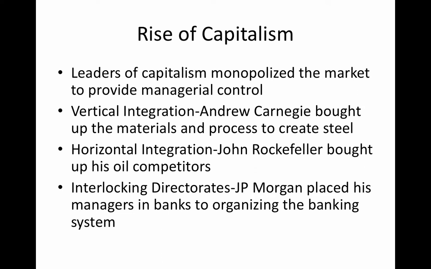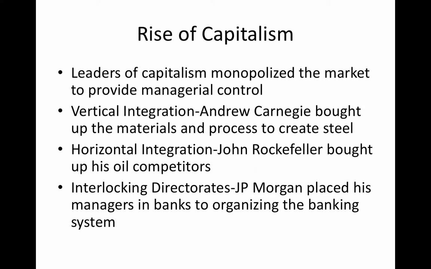There were three methods, generally speaking, that did this. One was called vertical integration. This is where Andrew Carnegie, who's really the best example of this, bought up all the materials and processes that you would use to create his product, and in his case, the product was steel. Another type of managerial process was horizontal integration. John Rockefeller is really good as an example of this. He worked in the oil industry and he basically bought up all his oil competitors, and that way he controlled the market.